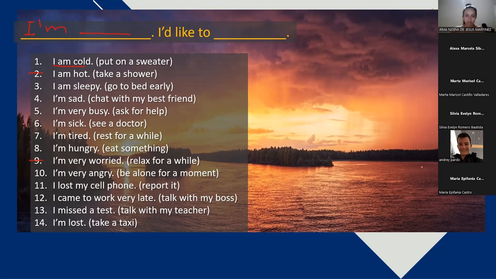Silvia. Yo. Vale. Sí. I am sleepy. And number three? Yeah. I'm sleepy. I'd like to go to bed early. Yes, I would like to go to bed early. Very good. Irma.